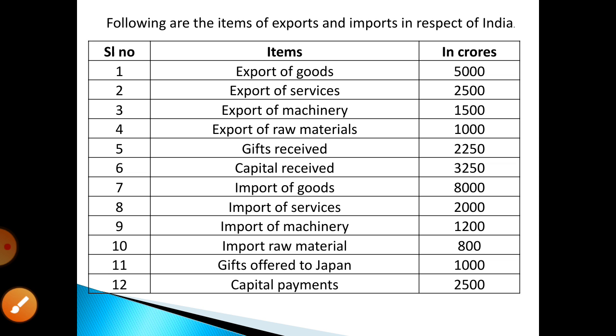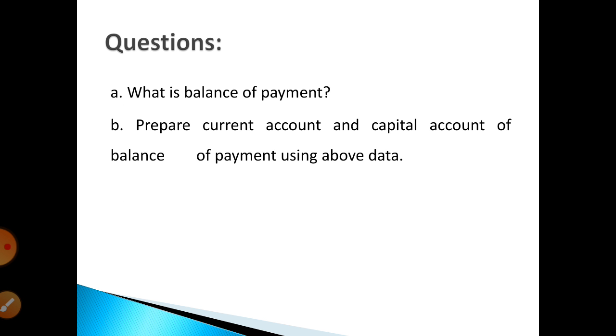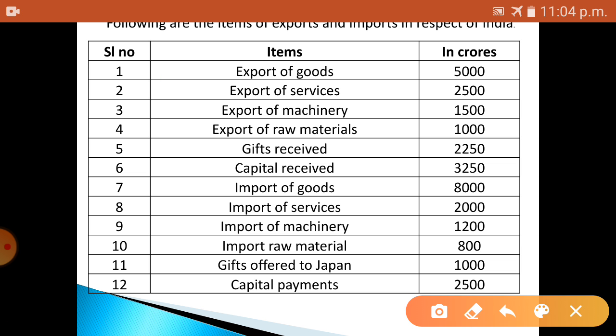Okay, in the problem given, the following are the items of exports and imports in respect of India. So these are the goods which are exported and imported. These are 12 items which are exported and imported. In the first question he has asked what is balance of payment, and in the second question he has asked to prepare a current account and capital account of balance of payment using the above data.